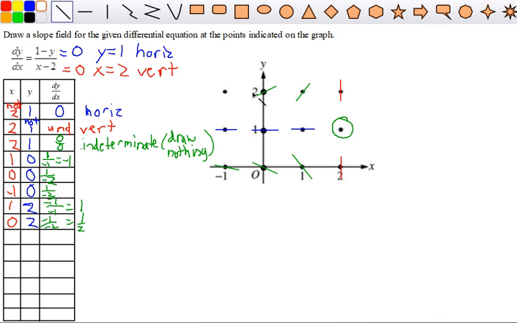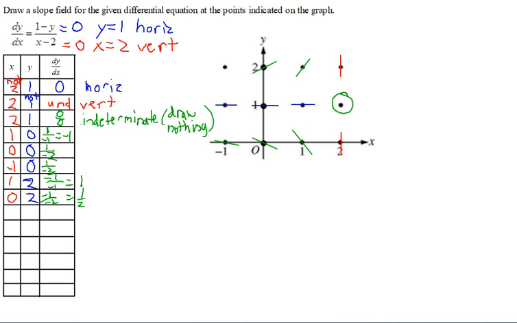Some of these have a little symmetry. Notice this was 1, this was negative 1. This is 1/2, this was negative 1/2. So since this was negative 1/3, we're probably going to get positive 1/3 here. But let's just double check and see.